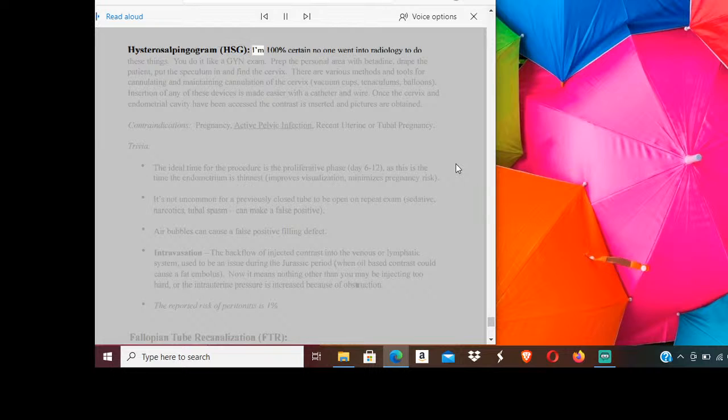Hysterosalpingogram, HSG. I'm 100% certain no one went into radiology to do these things. You do it like a GYN exam. Prep the perineal area with Betadine, drape the patient, put the speculum in and find the cervix. There are various methods and tools for cannulating and maintaining cannulation of the cervix: vacuum cups, tenaculums, balloons. Insertion of any of these devices is made easier with a catheter and wire. Once the cervix and endometrial cavity have been accessed, the contrast is inserted and pictures are obtained.